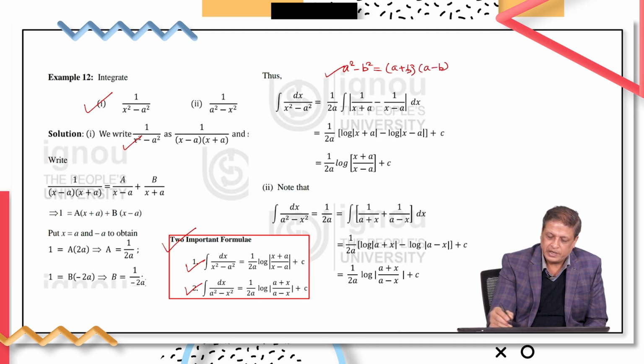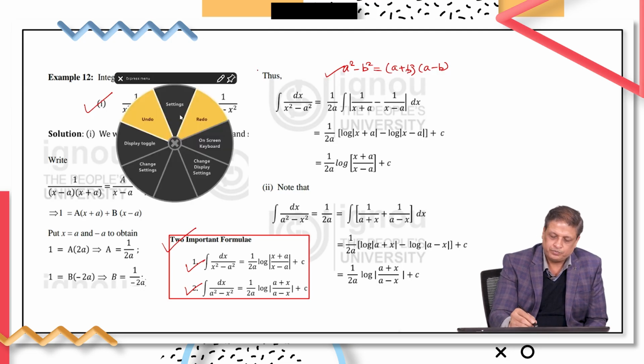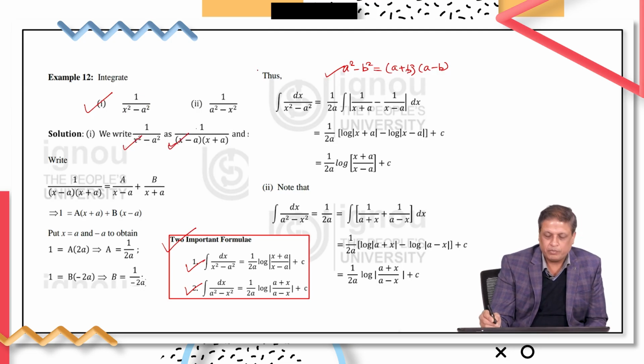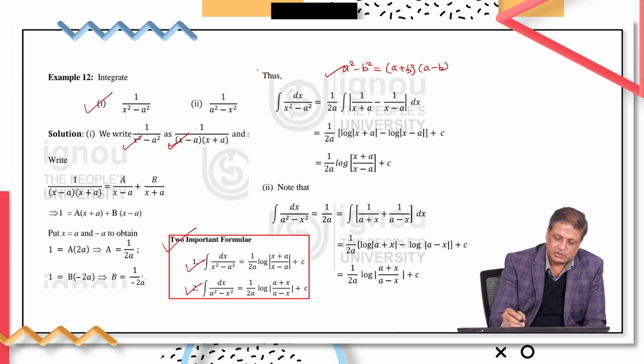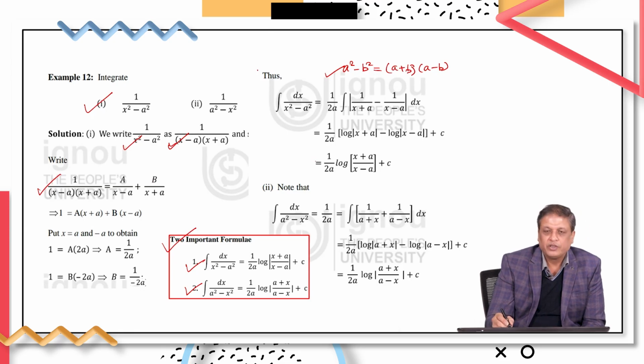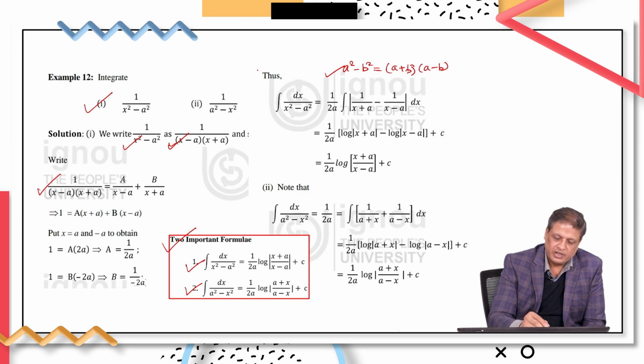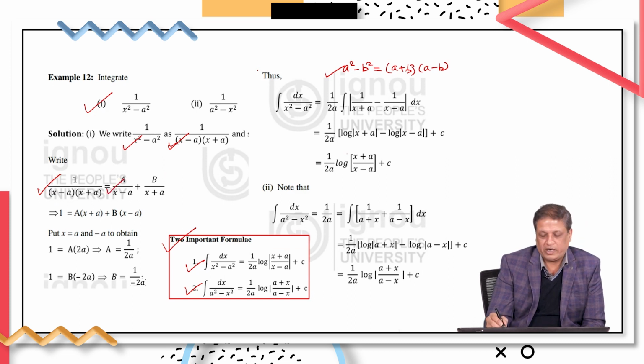So using this identity, we can write x square minus a square as (x minus a) into (x plus a). Now expressing this in terms of partial fractions, you can always write 1 upon (x minus a) into (x plus a) as equal to A upon x minus a plus B upon x plus a.